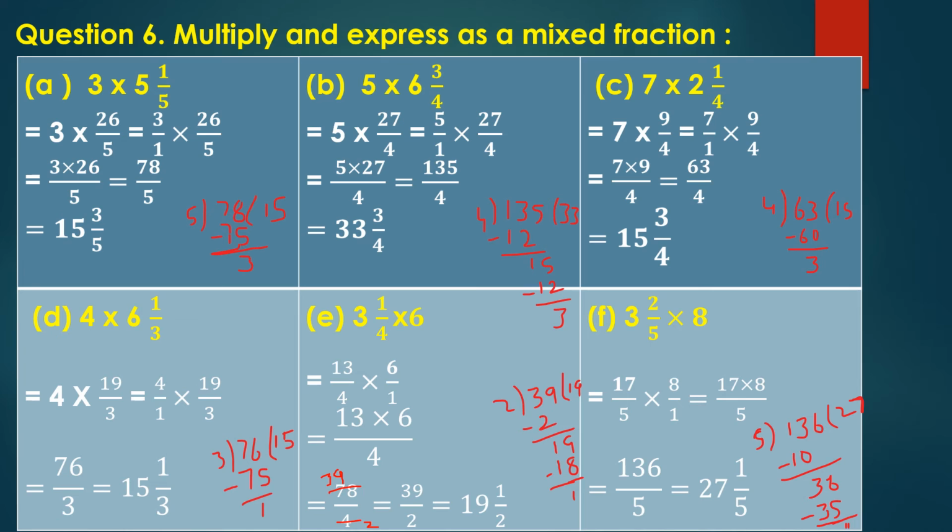Therefore 17 8s are, it is 136 divided by 5, which is equal to 27 1 by 5, because 5 into 27, it is 135 plus 1, that is 136. So 136 by 5 is the answer.